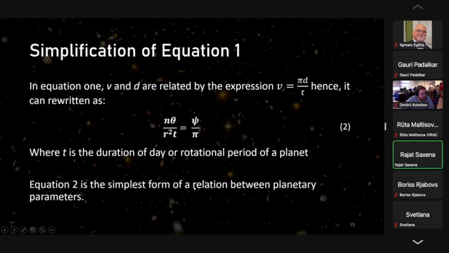Now, we can simplify equation 1. Many of you might have noticed that the equatorial rotational velocity of a planet and the diameter are related, and they are related by this formula. When you substitute it in equation 1, you can simplify it to obtain this, where T is the duration of the day or the rotational period. Basically, for Earth, it's 24 hours, right? So this is equation 2. This is the simplest form of a planetary parameter relationship.